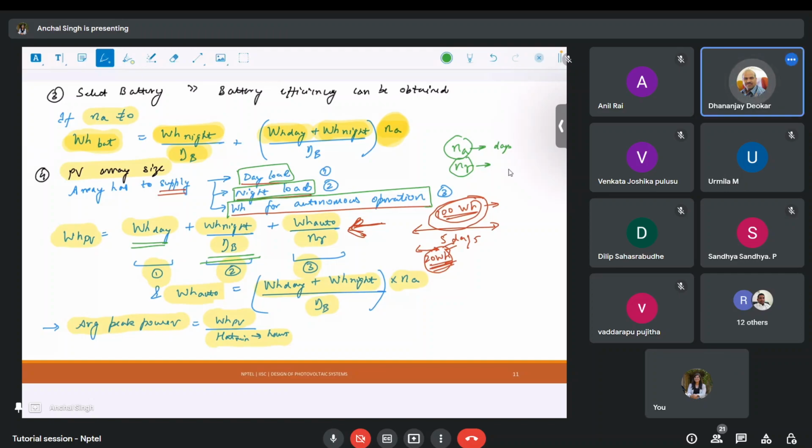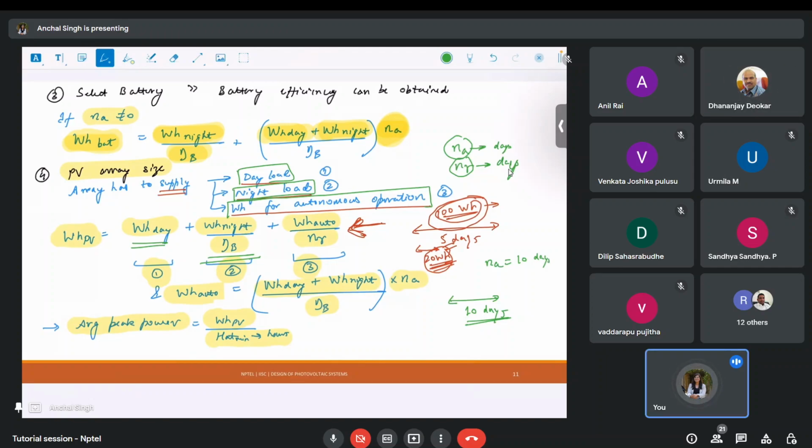NR is the number of days over which you will recharge. They both are number of days. So what happens is, suppose in Bangalore, in this particular month, I am saying that for 10 days there will be hardly any sunlight. So the number of days for which I don't have any sunlight is 10 days.